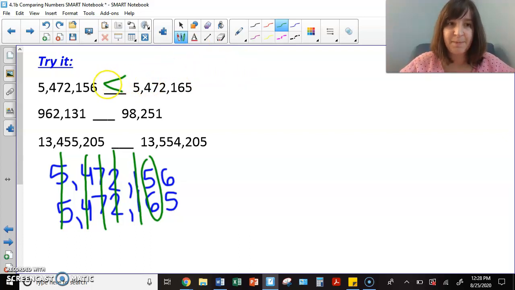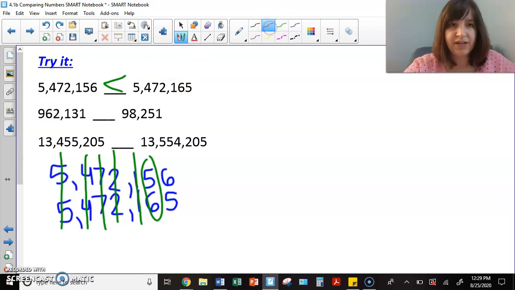We need to know that this symbol stands for less than. So this number is less than this number. It does not matter what the digits are after where you circled, because once you find a difference, that's a greater place value, and whichever number is greater in the greater place value makes that number greater. So I would read this problem as 5,472,156 is less than 5,472,165.